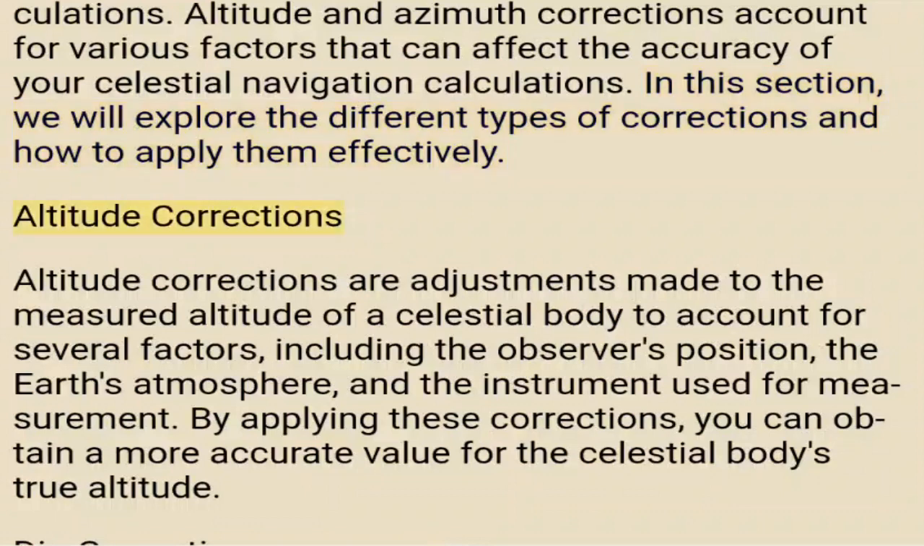Altitude corrections. Altitude corrections are adjustments made to the measured altitude of a celestial body to account for several factors, including the observer's position, the Earth's atmosphere, and the instrument used for measurement. By applying these corrections, you can obtain a more accurate value for the celestial body's true altitude.